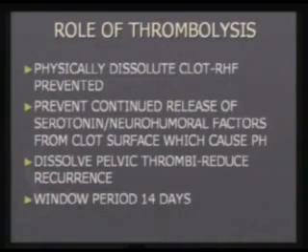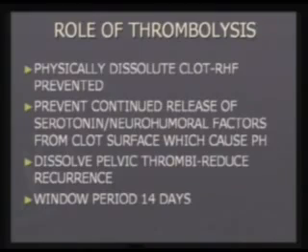Now, coming to the role of thrombolysis. Since thrombolysis will physically dissolve the clot which is obstructing, right heart failure will be prevented because that obstruction is gone. It also prevents the continued release of serotonin and neurohumoral factors from the clot surface which cause pulmonary hypertension. If you remember the slide we had discussed on pathophysiology, there was one section dealing with the neurohumoral factors. Once the clot has been dissolved, the further release of serotonin from the clot surface because of platelets will not be there and pulmonary hypertension will not be caused.